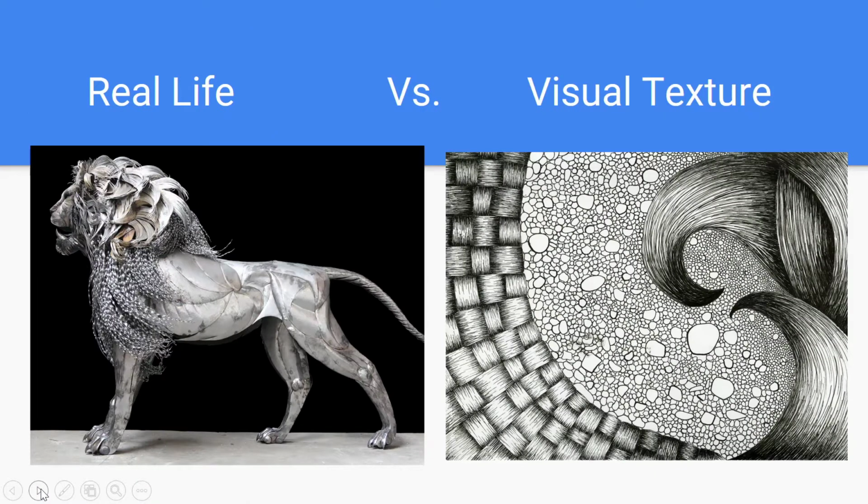Here are 2 examples. One is real-life texture. The sculpture of the lion, you can see it's made out of metal. I bet if you could touch it, you would feel areas that were really smooth and then areas that might be pokey or rough too. On the other side is visual texture. This is just a piece of paper, but the artist has made the texture come to life by using the art materials and all the tricks they use to create texture.